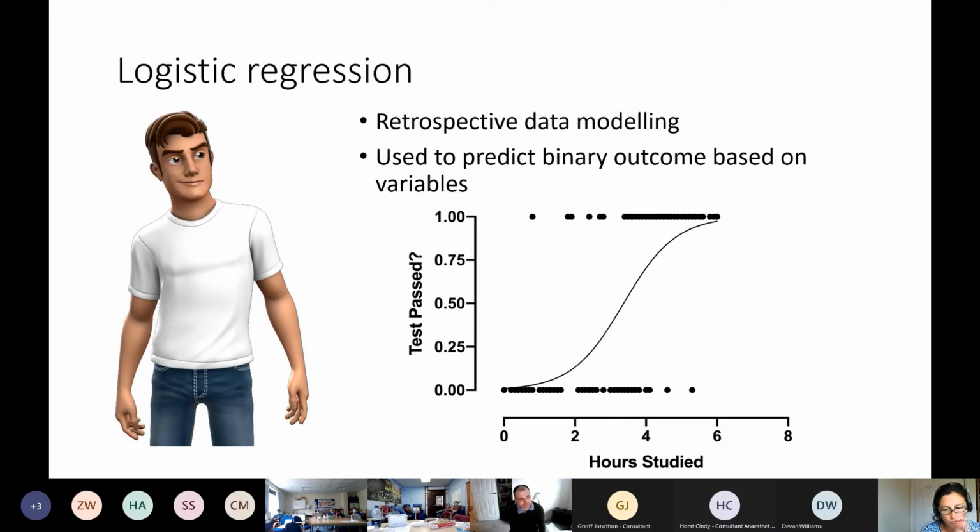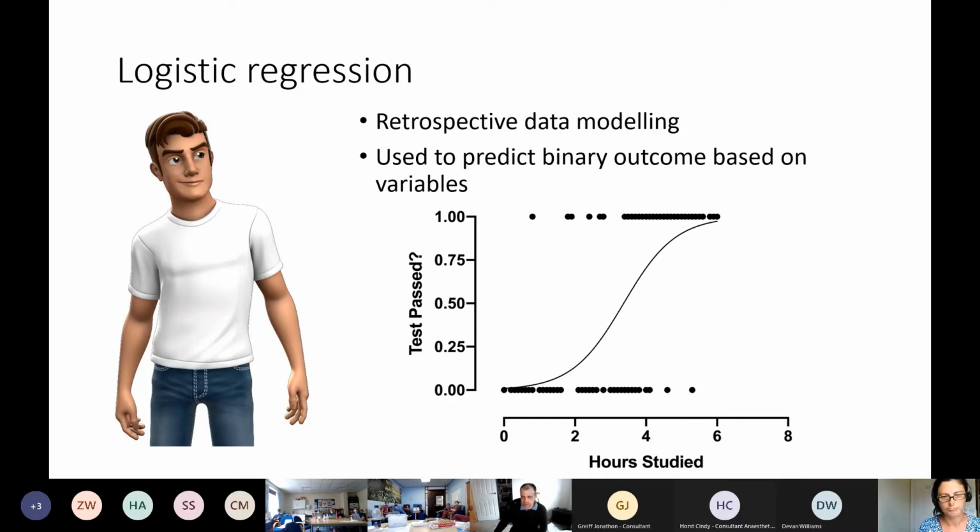And it's a form of retrospective data modeling, and is used to give you a probability of a binary outcome: dead, alive, filter, no filter, pain, no pain, based on variables you're interested in. So simple logistic is one variable, one binary outcome. So for example, passing an exam, what the test essentially does is look at people who've passed or haven't passed and associate it with the number of hours they studied.